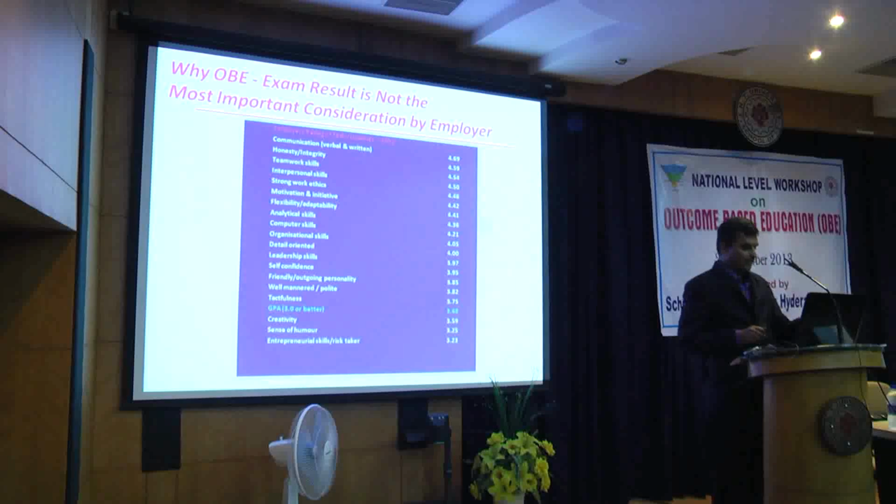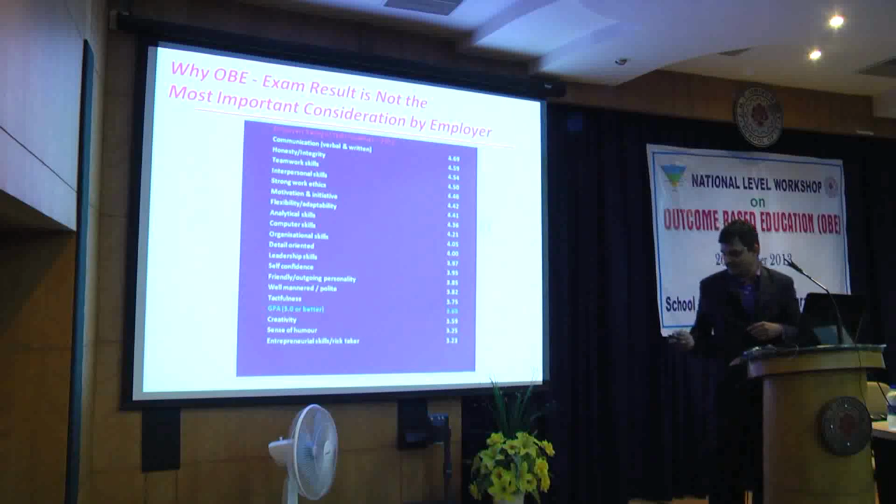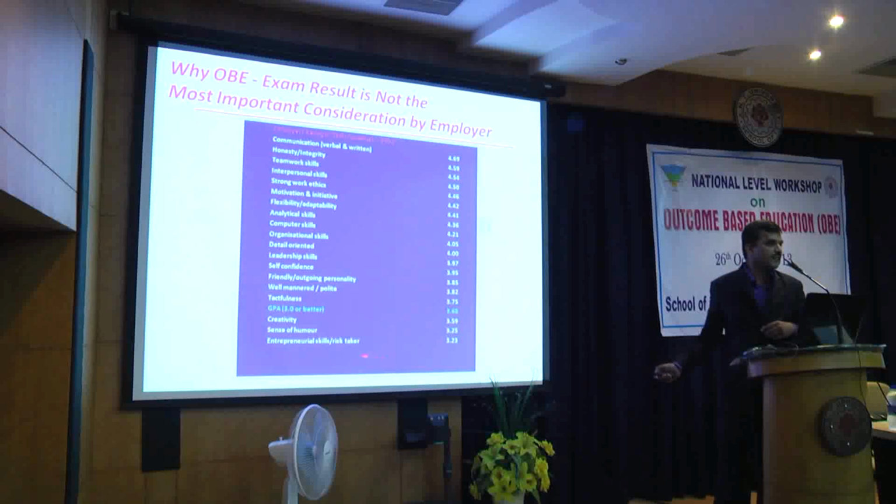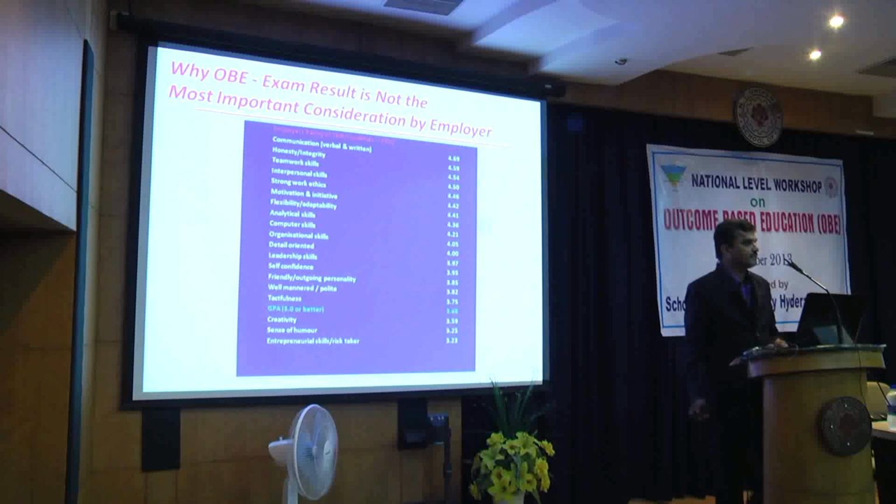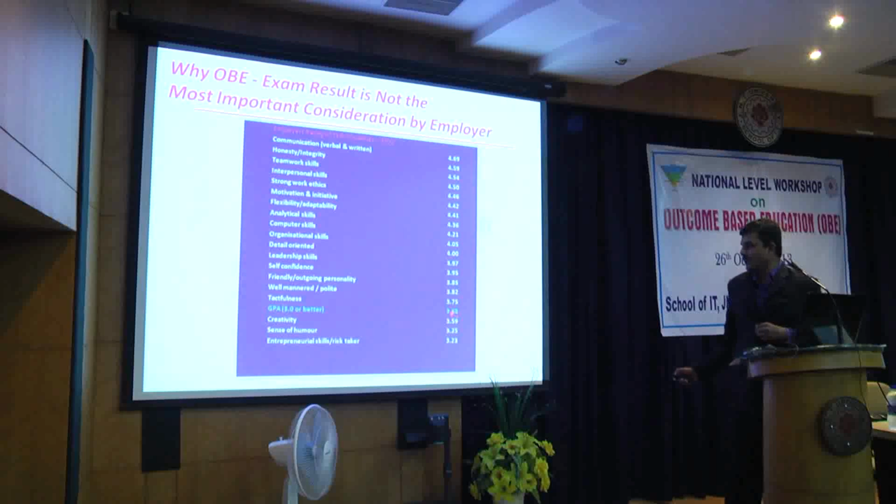You see, what is the GPA? What is the weightage? There is only 3.68 weightage. What about the other components? We are forgetting all these things. We are simply focusing much more on this component only.